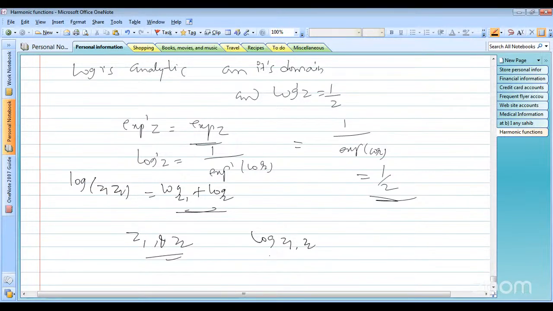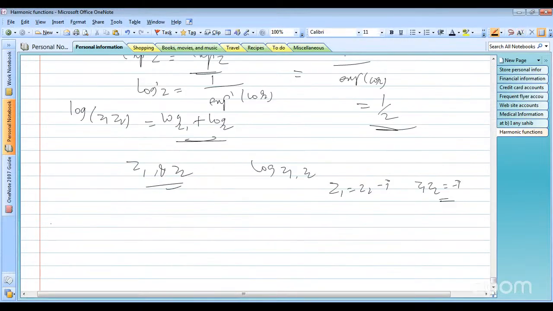It may happen that both are in the domain. Z1, Z2 may not be. But Z1 is equal to Z2 is equal to i, I am taking here, but Z1 Z2 is equal to minus i. Secondly, we are taking here log Z1 plus log Z2 may not be the log of any complex number. So Z1 is equal to Z2 is equal to i minus 1, we are taking here.